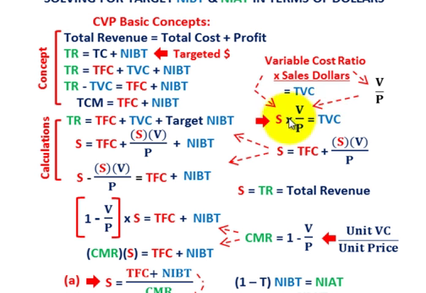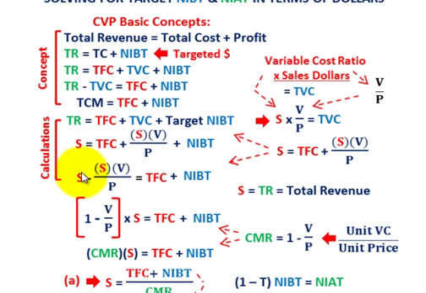Now we can substitute this S times our variable cost ratio into our equation. We're going to replace our TVC by that amount, S times V divided by P, our variable cost ratio times our sales dollars. Then we just add our net income before taxes. Now we can rearrange this equation, moving this S times V divided by P over to the other side of the equation.